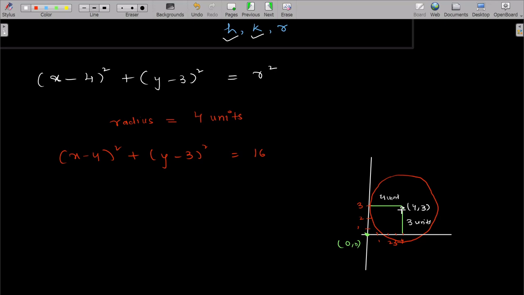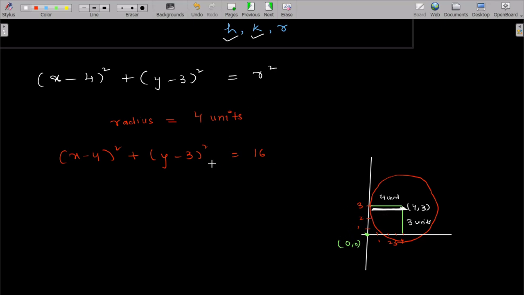This is what you asked, why the radius is not the y value. If you draw the graph properly, you will see that this length is not touching the circle, because this length is 3 units and the x-axis is actually intersecting the circle. So the length which is touching the circle is this length, which is 4 units.